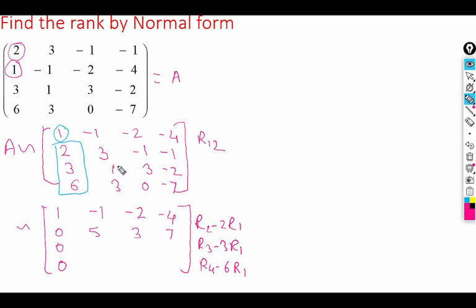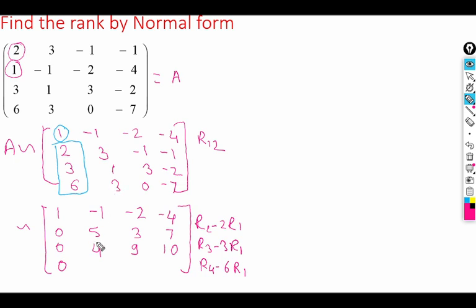Here is 1. Is it? 3, 1. Correct. So R3 minus 3R1. So 1 plus 3 is a 4. 3, 3 plus 6 is a 9. Then minus 2 plus 12. Minus 2 plus 12 is a 10. That's one.